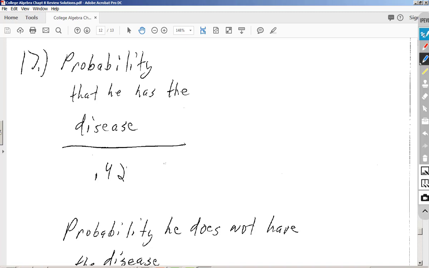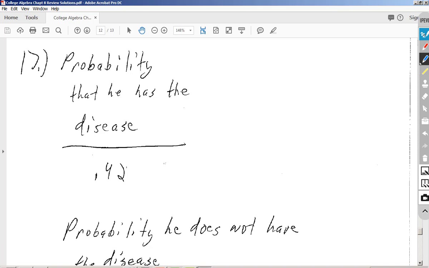On number 17, it says the table shows the probability of a certain disease for men by age. Use the information to solve the problem. Express all probabilities as decimals rounded to 2 decimal places. So you're going to notice on one side of the table, you've got age 20 to 24, 25 to 34, 35 to 44, 45 to 54, and so on. And so the probability of 20 to 24 is 0.008, 25 to 34 is 0.009, 35 to 44, 0.14, 45 to 54, 0.39, and so on and so forth.